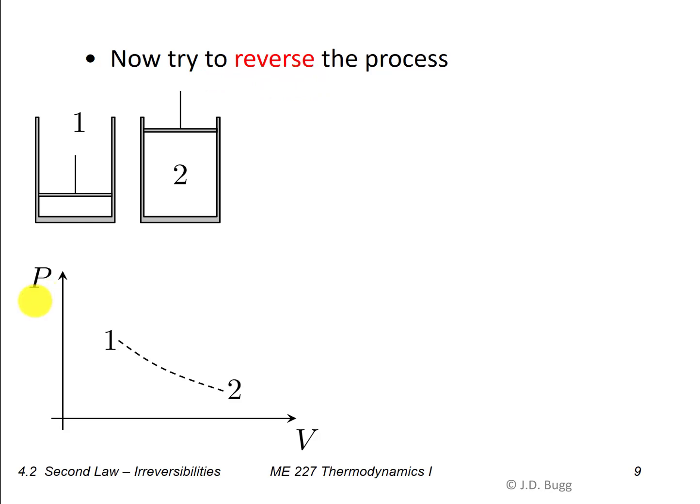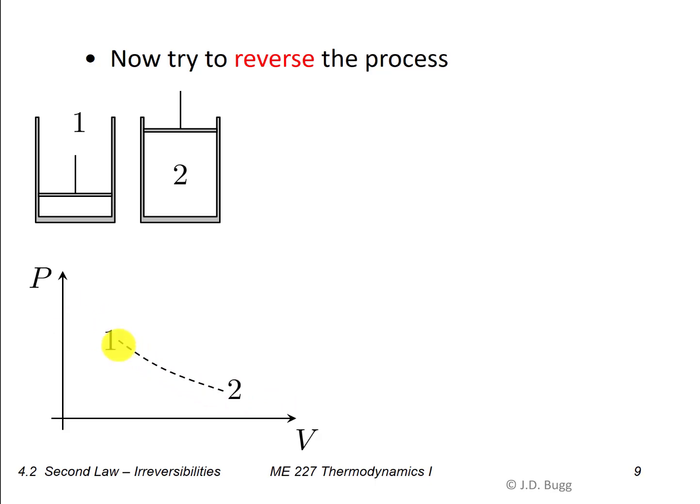So we show a PV diagram. This is our initial state. This is our final state, state 2. Now remember we concluded that these two are at the same temperature. So point 1 here and point 2 here are on the same line of constant temperature.